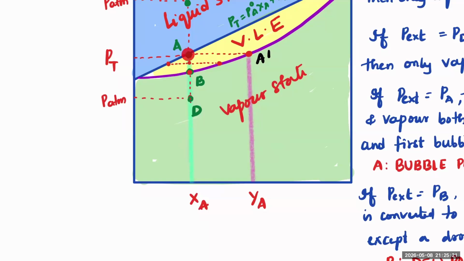Now, if this is the mole fraction of A, with respect to that, what is the total pressure it is exhibiting? Let's say P total is the total pressure. Now, let's see where this total pressure line goes and intersects on this curve. It intersects here. So if you go down here, this will become YA, which is the mole fraction in the vapor state. So when XA is the mole fraction in the liquid state, then YA will be the mole fraction in the vapor state.